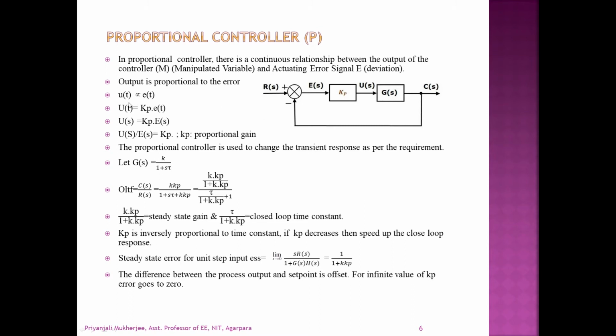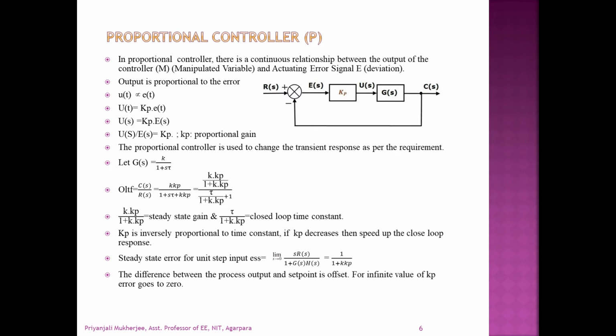So we can write u(t) is proportional to e(t), or u(t) equals Kp times e(t), where Kp is the proportional gain. Next, applying the Laplace transform on both sides, it becomes U(s) equals Kp times E(s), or U(s) by E(s), the transfer function of this block, becomes Kp, known as the proportional gain. The proportional controller amplifies the error signal by an amount Kp. Also, the introduction of the P controller in the system increases the forward path gain by an amount Kp.